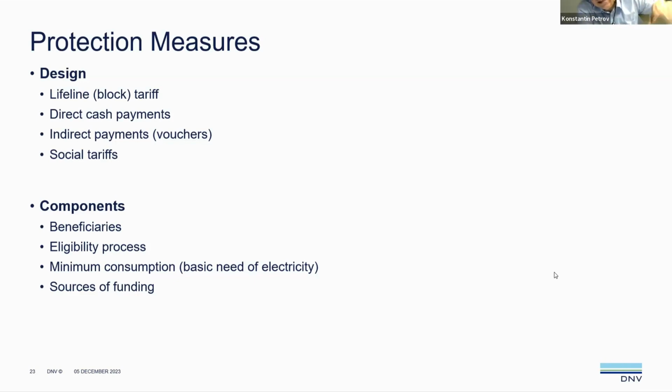In any case, if there is a need for these protection measures, it is good, as already mentioned, to define properly who is the beneficiary, what the eligibility is, and how we define who is eligible. That should be very transparent and clear. If we're using a lifeline tariff, what exactly is the minimum consumption level? And then where is the funding coming from?